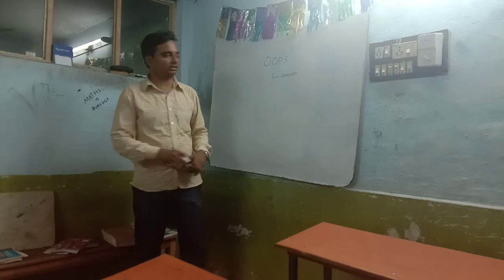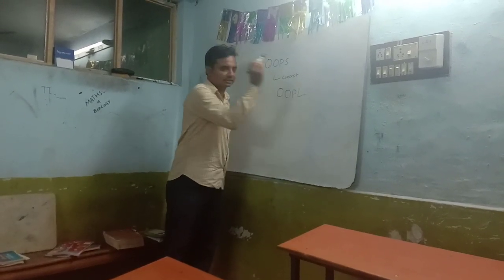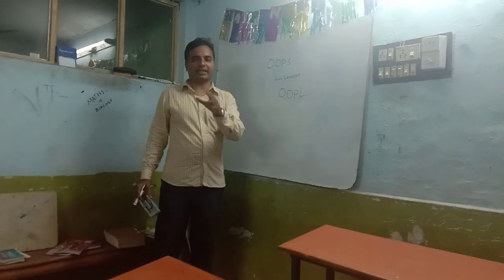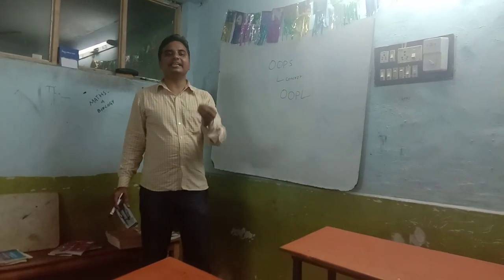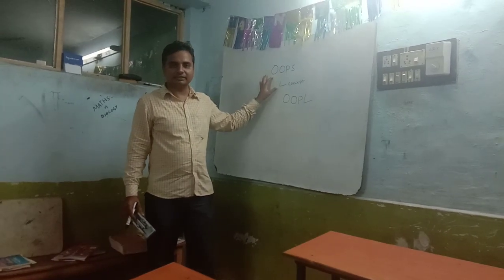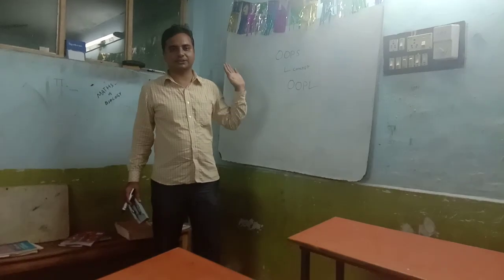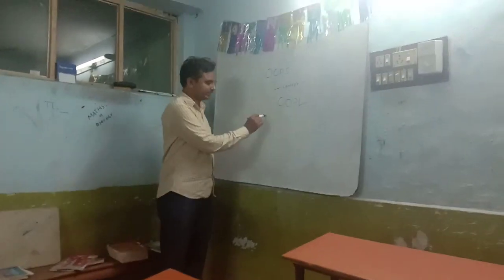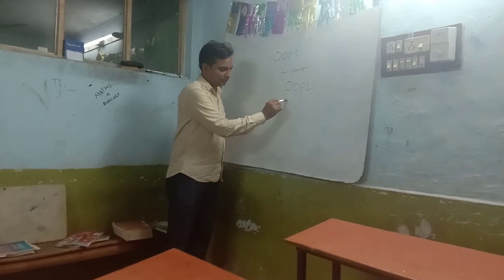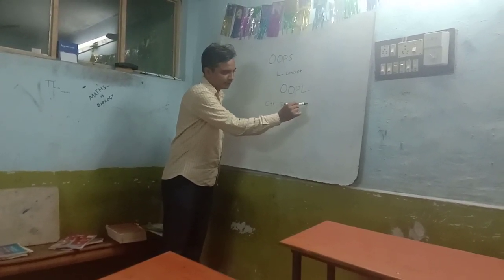Such types of languages are called object-oriented programming languages. In a simple manner, if any language satisfies OOPS concepts, then such a language is called an object-oriented programming language. For example, C++, Java, C#.NET, and so on.